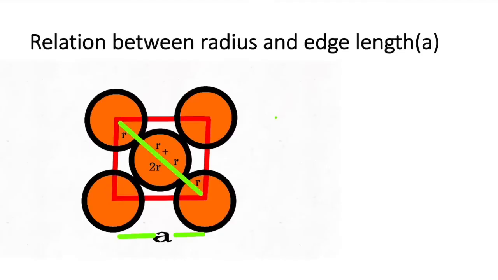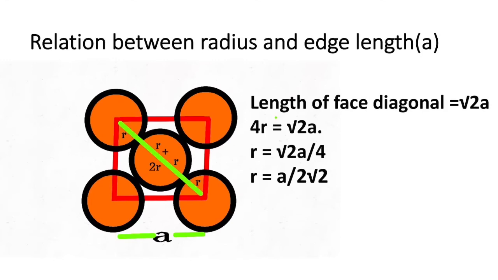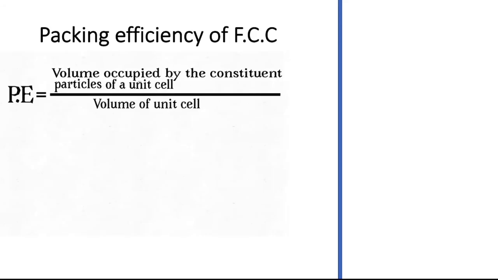Let's now discuss the relation between radius and edge length in F.C.C. The length of the face diagonal is root 2 a, as explained earlier. Now we have 4r equal to root 2 a, that's r plus r plus r plus r. So r is equal to root 2 a by 4, that is equal to a by 2 root 2. Packing efficiency in face centered cubic cell.